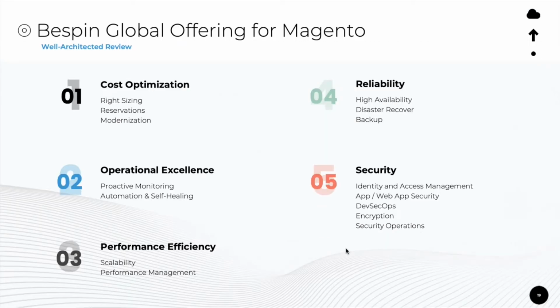Now we saw the Magento requirement, and we saw how we can build a great Magento platform using different services from Amazon. Now, what Bespin Global can offer you, how Bespin Global can help you to have a robust, flexible e-commerce platform with the maximum security and high availability, with the best performance.